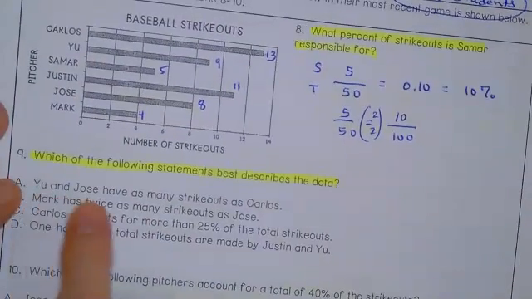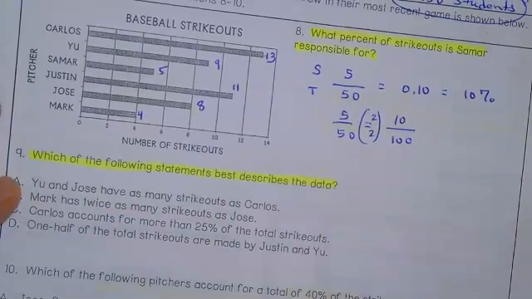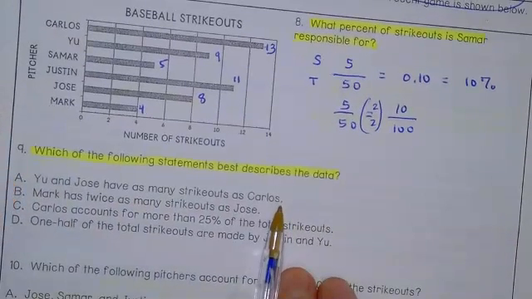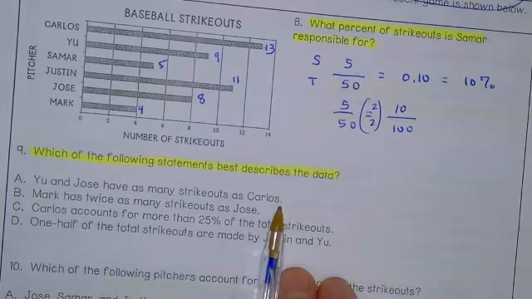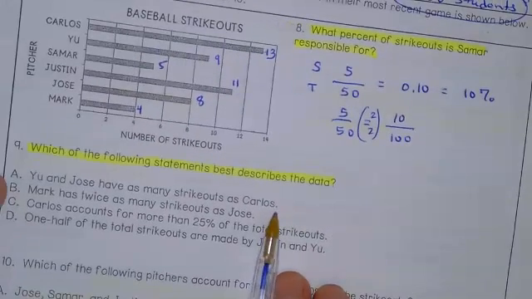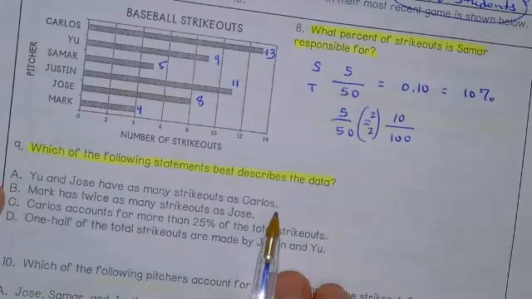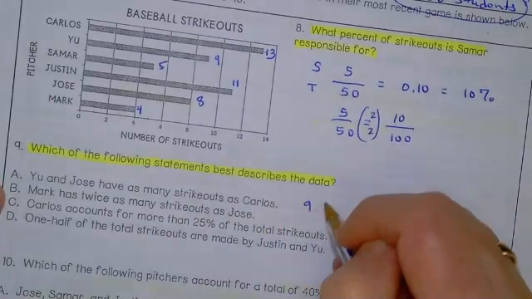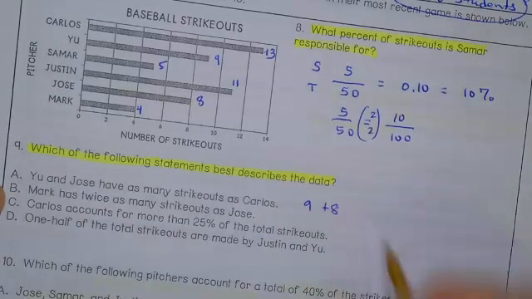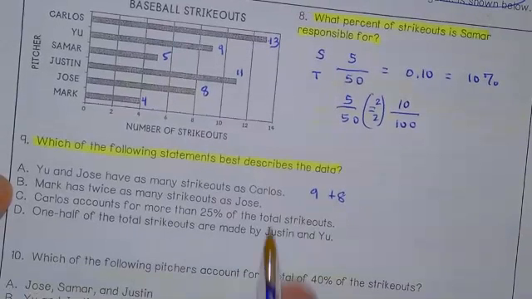All right, here we go. Let's look at these statements. You and Jose have as many strikeouts as Carlos. How do I have to figure out how to solve that one? Wyatt, what would I have to do? Add up you and Jose and then see if they match Carlos. Okay, so you and Jose is 9 plus 8, which is 17, right?